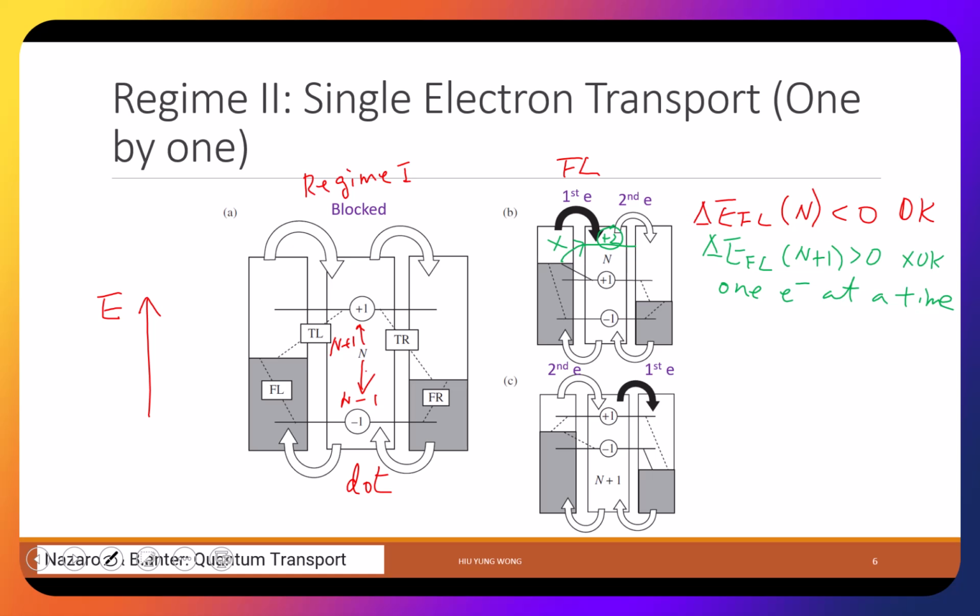Make sense? Now, if that is the case, is it possible that when I have n plus 1, I can have an electron going back to here? No, right? Because the energy level is higher than my n plus 1. But I can have an electron going to here, right? So I can have delta E, maybe I make it blue, delta E to the right of n plus 1 smaller than 0. This is okay.